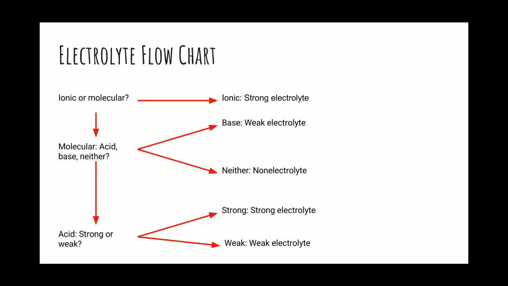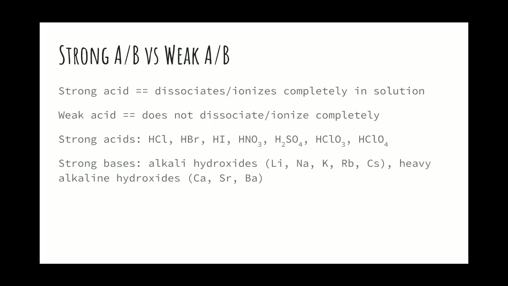I just want to go ahead and reiterate one last time, going to the previous slide, that a strong acid is any acid that dissociates or ionizes completely in solution, and a weak acid is any acid that does not dissociate or ionize completely in solution. But a strong base is always going to be one of those ionic bases, but it is going to be a particular set of ionic bases. Just the alkali and the heavy alkaline hydroxides are going to be strong bases. Every other base, ionic or molecular, is going to be a weak base. So that gives us 7 strong acids and 8 strong bases.